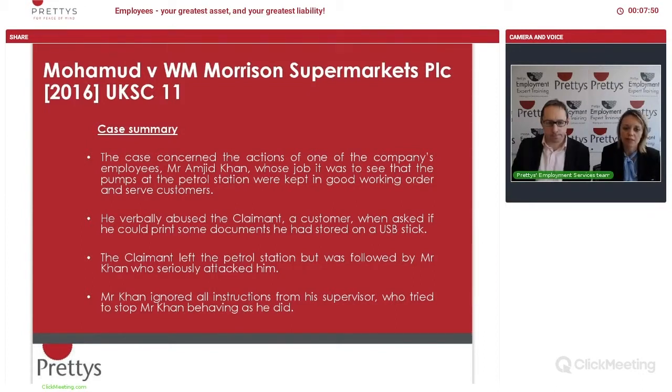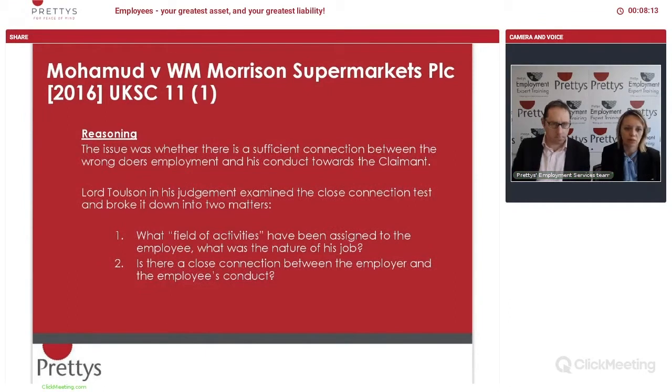The claimant wasn't happy with this, and so he appealed. He went to the Court of Appeal, and again the Court of Appeal dismissed the appeal, and they said that, focusing on Mr. Khan's duties, he wasn't given duties which would involve the possibility of violent conduct or confrontation taking place. And again, they found that there just wasn't that connection, and they weren't going to make the employer liable.